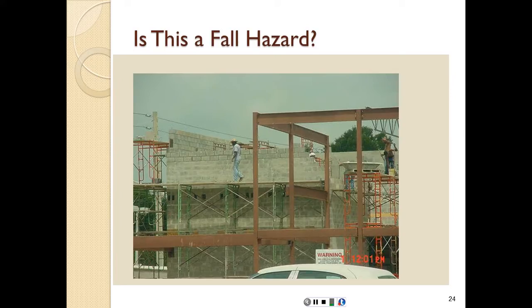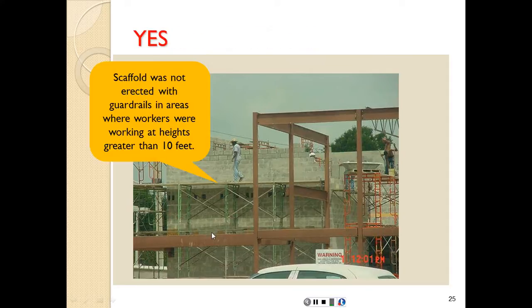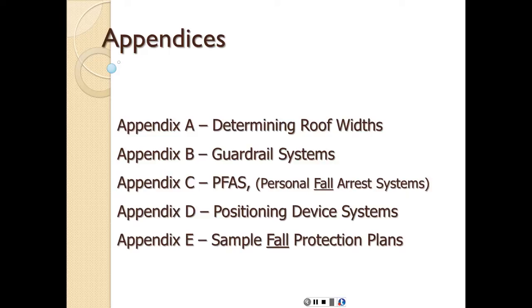Another example here as well. Walking on that walkway, no guardrails. This is definitely above 6 feet. So all of these were examples of fall protection violations. All of these can lead to falls, which lead to injuries or fatalities.